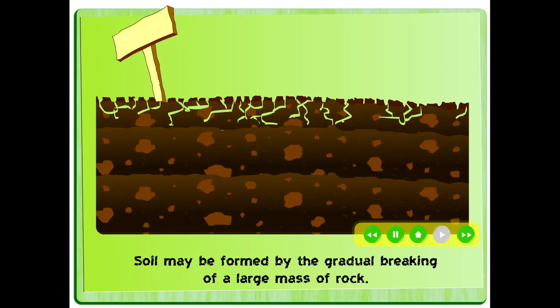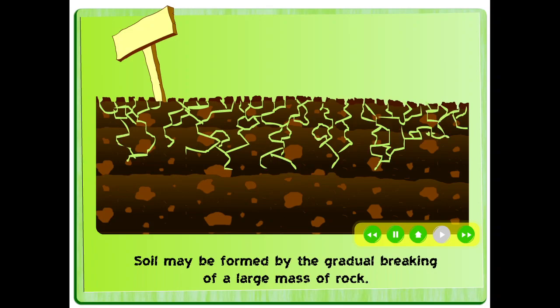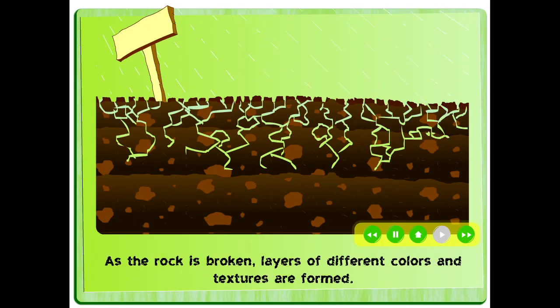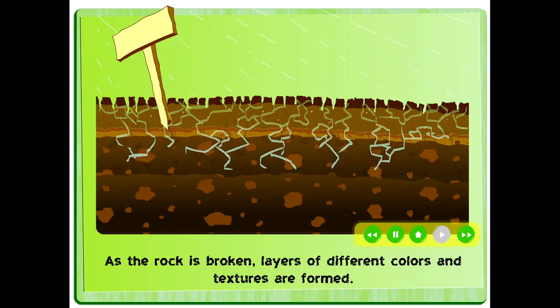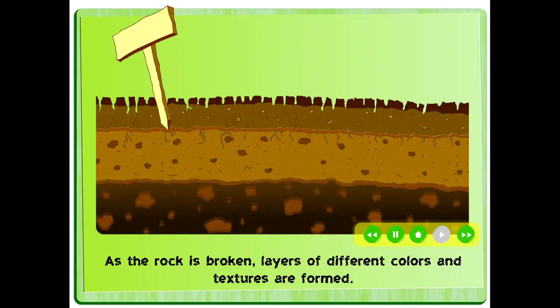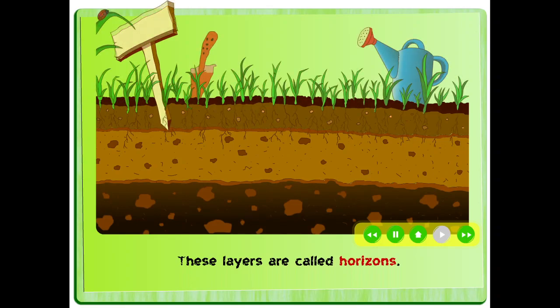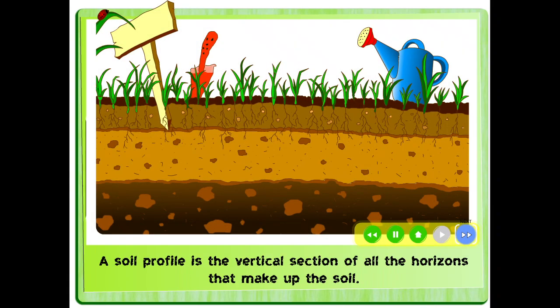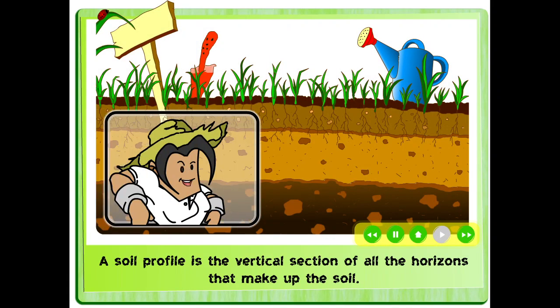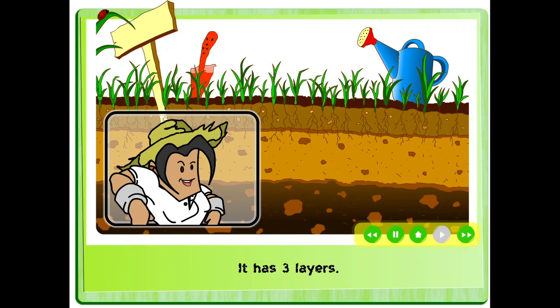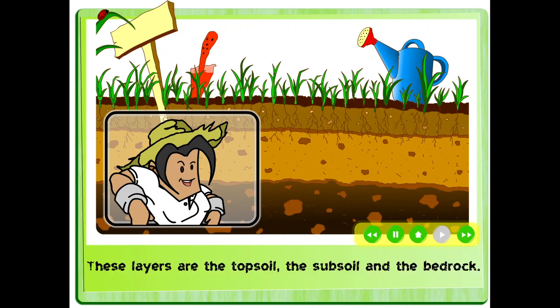Soil may be formed by the gradual breaking of a large mass of rock. As the rock is broken, layers of different colors and textures are formed. These layers are called horizons. A soil profile is the vertical section of all the horizons that make up the soil. It has 3 layers. These layers are the topsoil, the subsoil, and the bedrock.